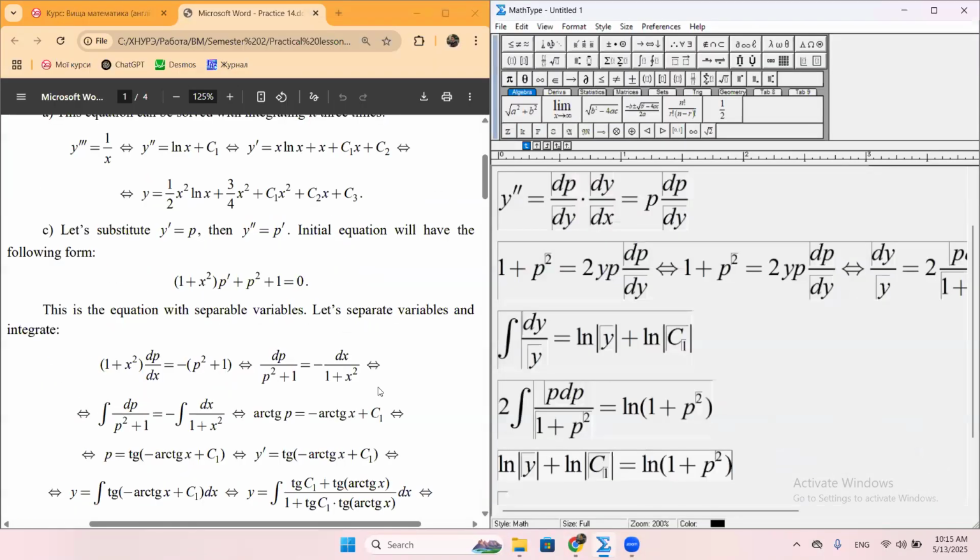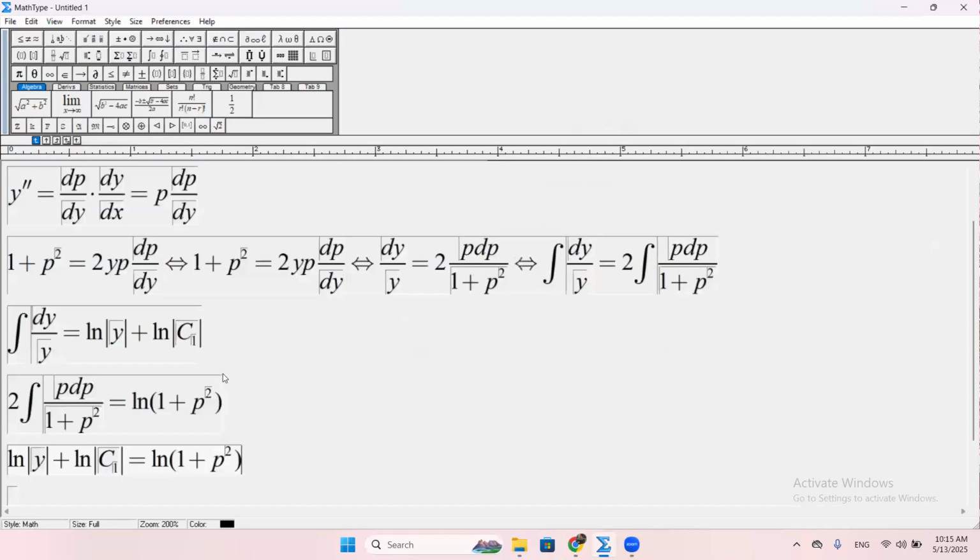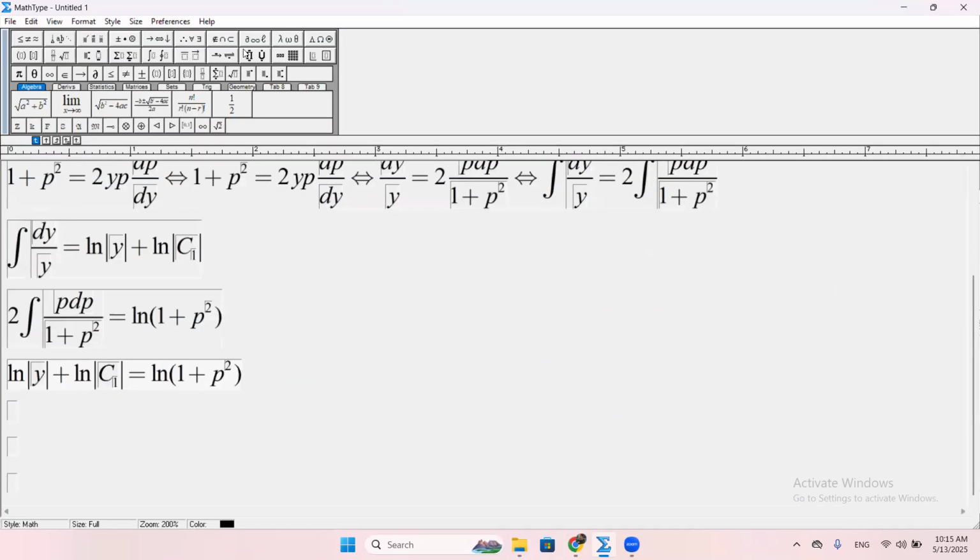Let me check. Yeah, here is correct. So let's move next. Let's simplify this expression and see what we will receive. So C1y equals 1 plus p square.